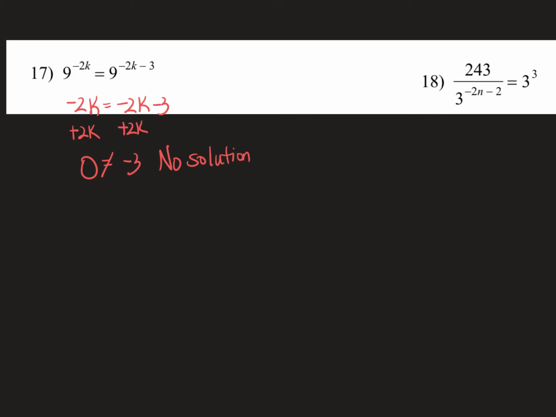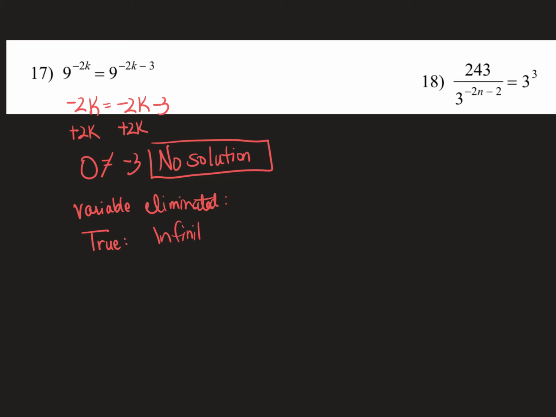When your variable is eliminated, you're going to have one of two answers. If you're left with a true statement, then your answer is infinitely many solutions, which means no matter what number you select, that number will satisfy that equation. If you're left with a false statement, then that answer is no solution. No matter what number you select to put in for the variable, you will create a false statement.